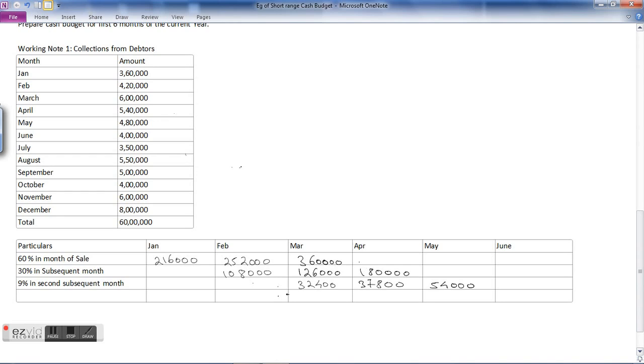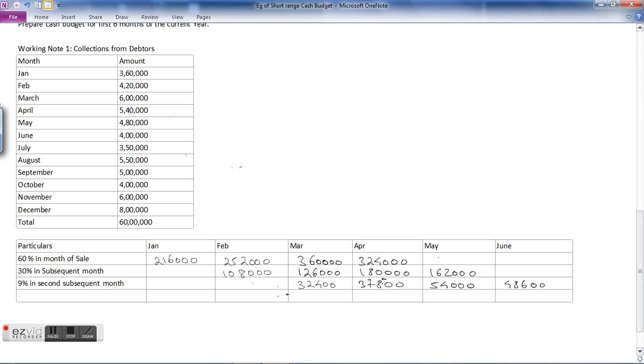Okay, then sales in the month of April, 5,40,000. So 60% of 5,40,000 will be collected in April, 3,24,000. 30% of 5,40,000 will be collected in the month of May, so that is 1,62,000, and 9% will be collected in the month of June. 9% of 5,40,000, that comes to 48,600.